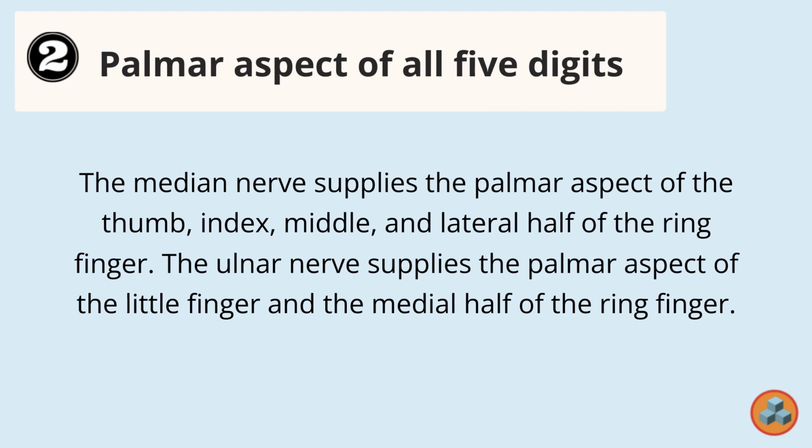Option 2, Palmar aspect of all 5 digits. All 5 digits? That would require involvement of both the median and ulnar nerves working together. The median nerve supplies the palmar aspect of the thumb, index, middle, and lateral half of the ring finger. The ulnar nerve supplies the palmar aspect of the little finger and the medial half of the ring finger. Since cubital tunnel syndrome involves only the ulnar nerve, we would expect symptoms in some digits, but certainly not all 5. This option casts too wide a net and can be eliminated.